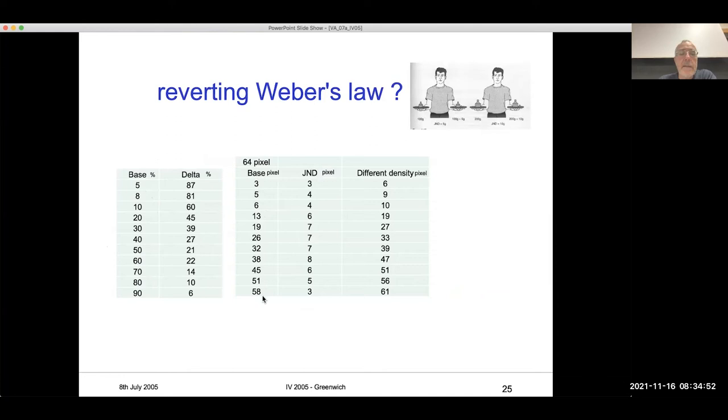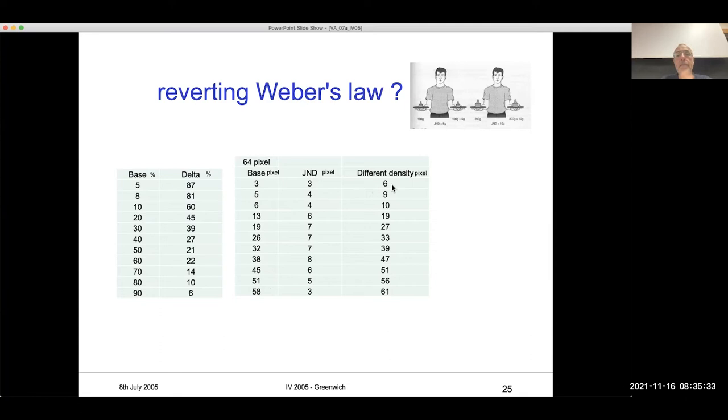We have sample areas with 3 pixels, 6, 13, 19, and so on. And this is the increment that we got, the just noticeable difference. To make a sample area perceived as different, we have to add 3 pixels on this, 87% of the sample or the basis, meaning that the result would be a 6 pixel sample area. So you have a sample area with 3, a sample area with 6, and you perceive the difference. 70% of human beings perceive the difference.